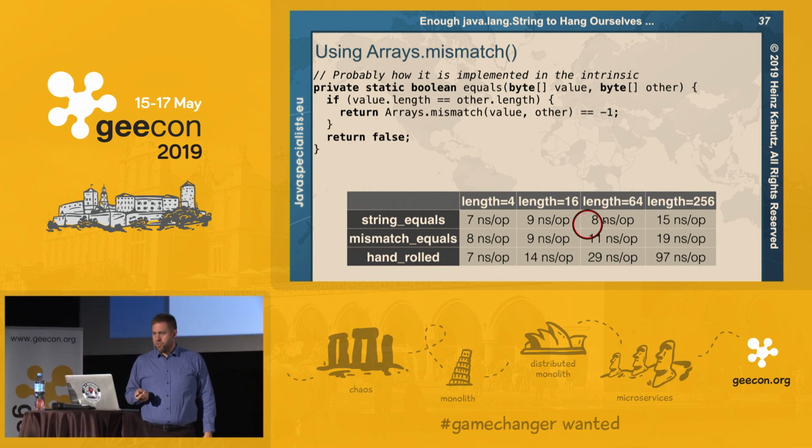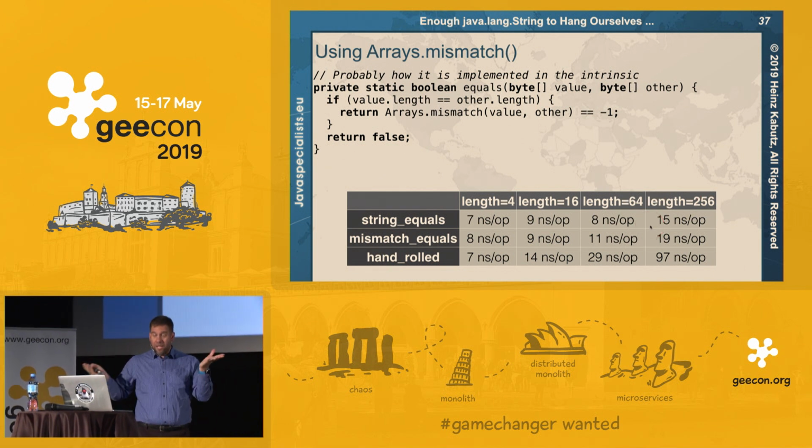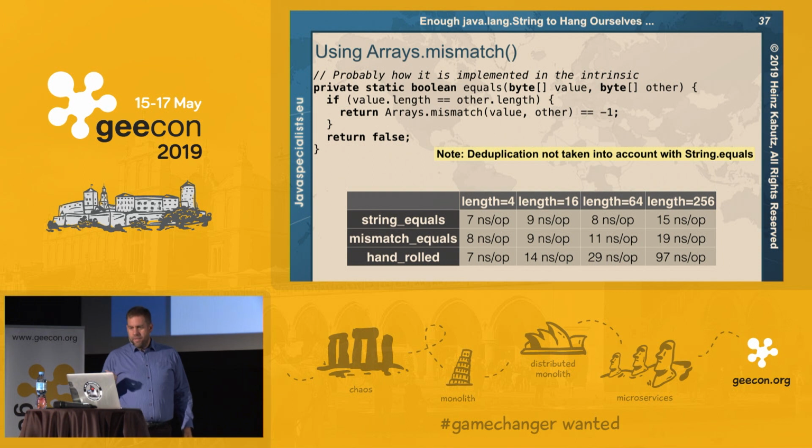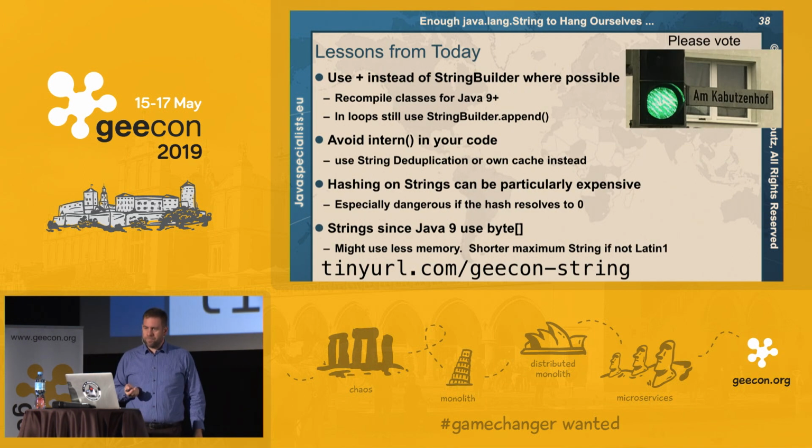So if length is 256 and the strings are equal, then it's going to be a lot faster comparing it with string equals than if you wrote the code yourself by hand. Deduplication is not taken into account, so they don't check, is it the same byte array? They really should, but for some reason they don't check that.